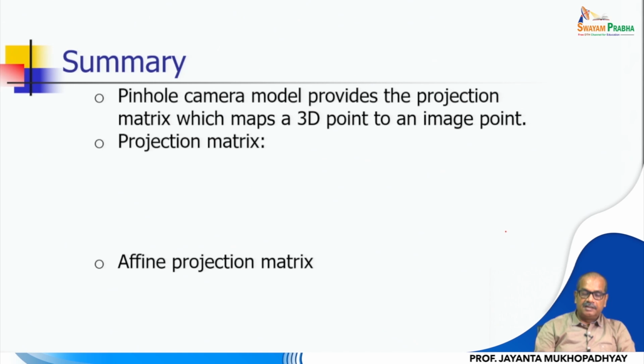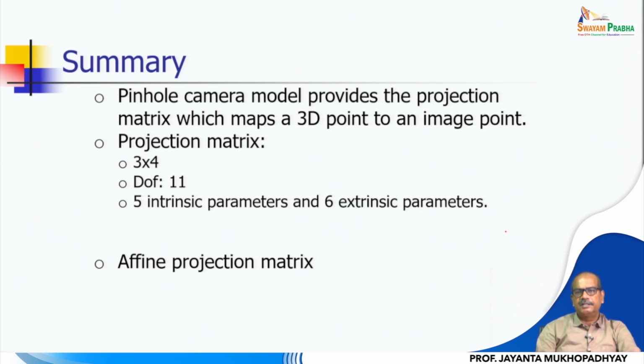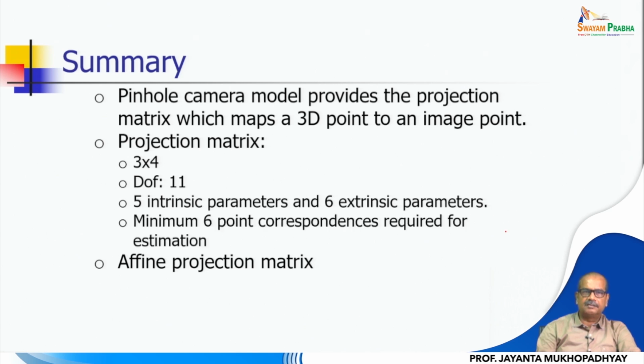First thing is that the pinhole camera provides the projection matrix which maps a 3D point to an image point, and the projection matrix is a 3x4 matrix in dimension. Then there are 11 degrees of freedom: 5 intrinsic parameters and 6 extrinsic parameters that we discussed, which account for those degrees of freedom. And for estimating a projection matrix, in general, you require 6 point correspondences.